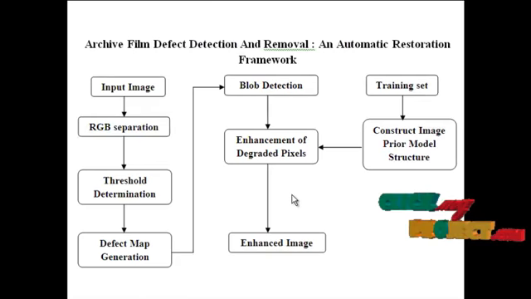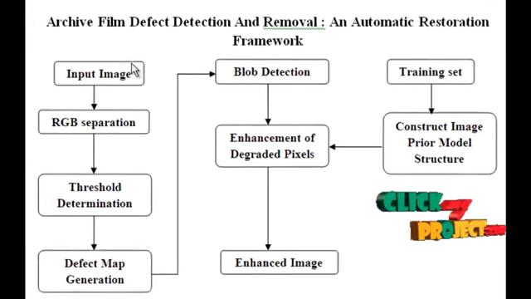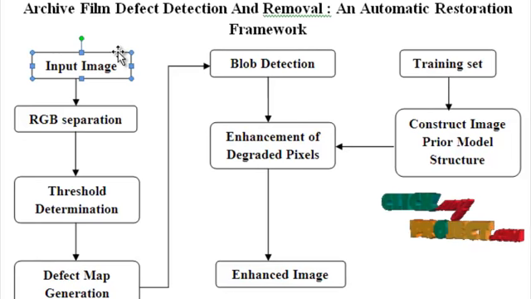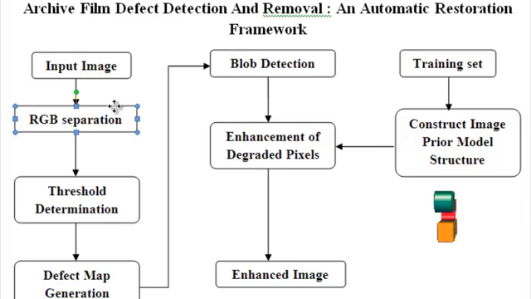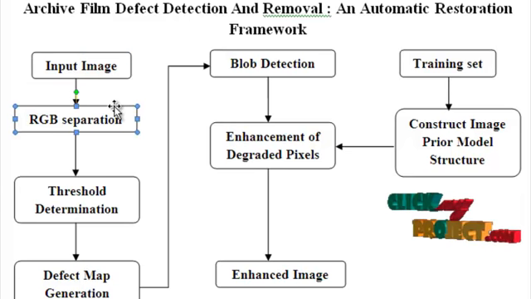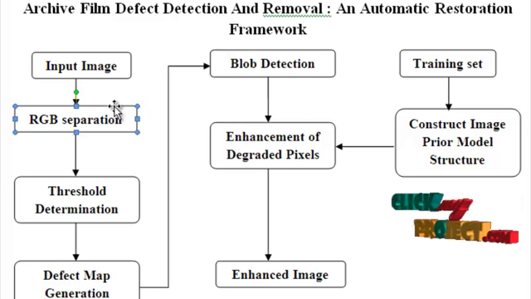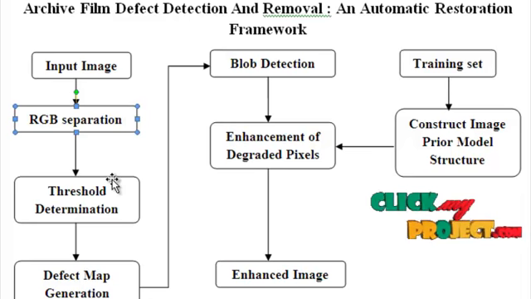Now let's see the explanation for the data flow diagram. First we have to input the image. The image should contain the blotches. The next block is separation of color components. The given input image is of RGB representation, so we have to separate the red component, green component and blue component separately. This separation is done via matrix indexing.